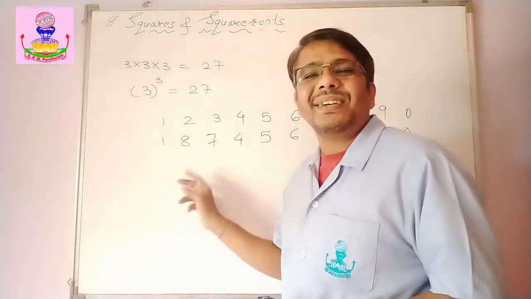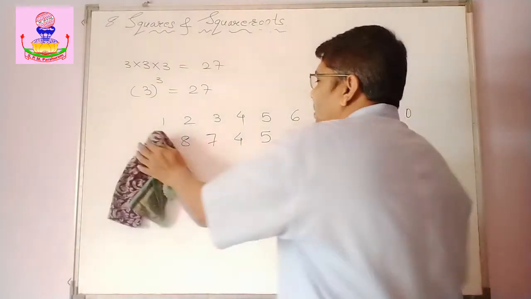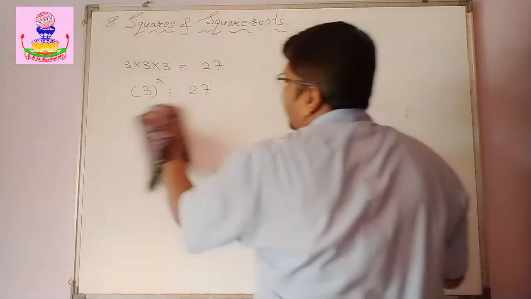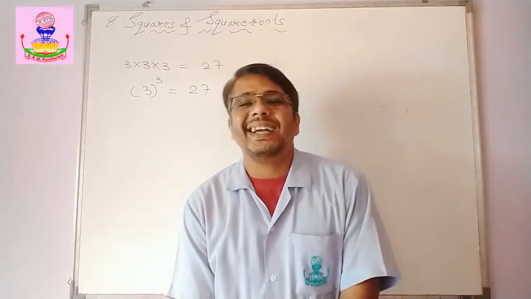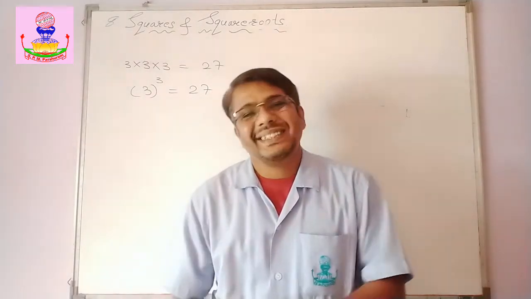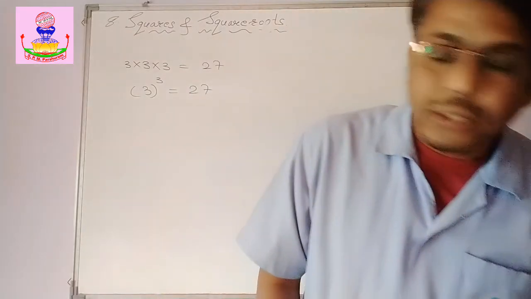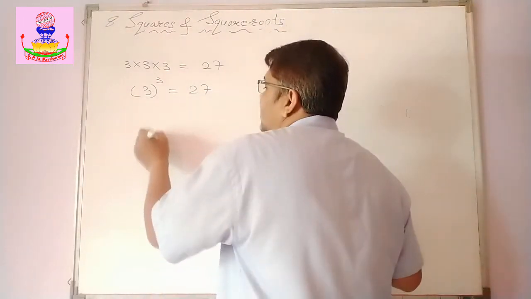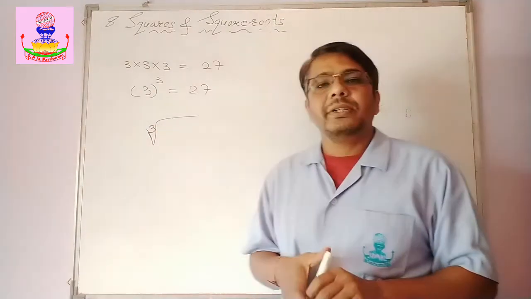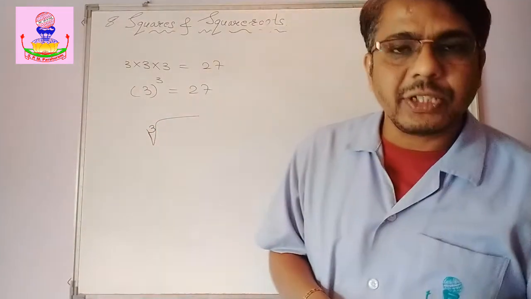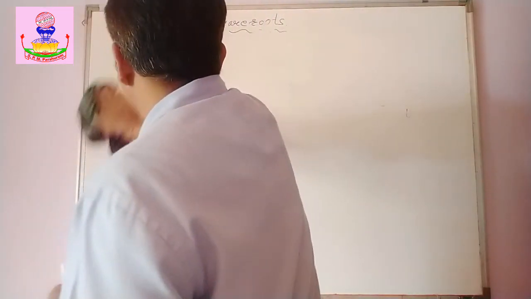Then these are the cubes. So these numbers are the cube roots of them. Cube root of 8 is 2, definitely. Okay. And cube root of 729, what can it be? 9. Do you get it? Now, how to write cube roots? The symbol used is this. Okay.